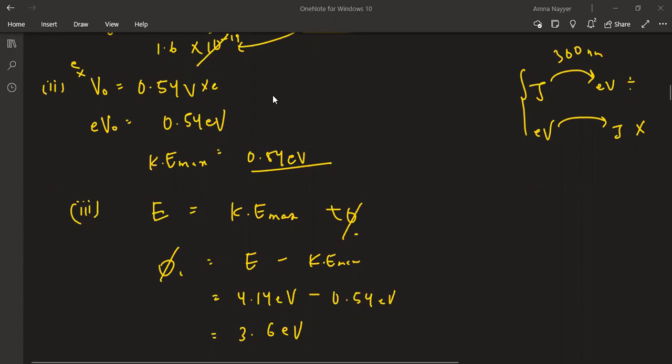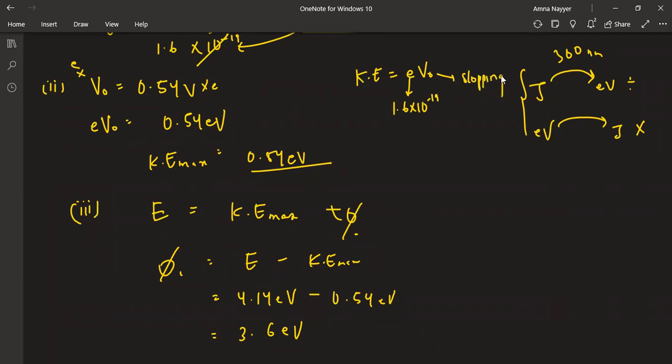Yes, see, in the second one, you know the formula of kinetic energy. Kinetic energy is eV naught. This is the electronic charge, 1.6 into 10 to the power minus 19, and this is the stopping potential. If you have the value of stopping potential and multiply it by the electronic charge, you will get the kinetic energy. Here we had the value of stopping potential as 0.54 volts. This is just the value of stopping potential that we have, right?